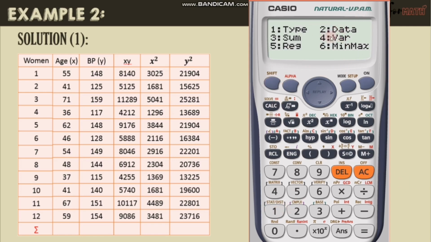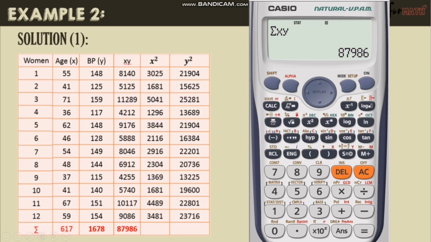And then, punta naman po tayo dito kay sum, kung kukunin natin yung summations, yung mga total. So, 3, then equals. Then hanapin naman natin dyan yung x. So, we have 2 equals. So, ang ating summation for the x ay equal to 617. And then, for the y, shift 1, 3, and then y, 4, and then equals. So, we have 1,678. And for the xy, shift 1 ulit, sum 3, and then xy 5 equals. So we have 87,986.